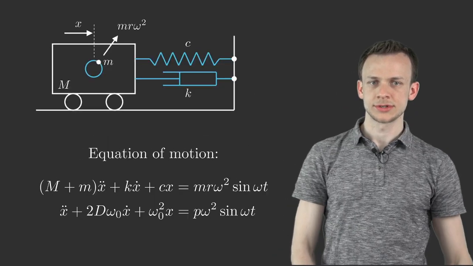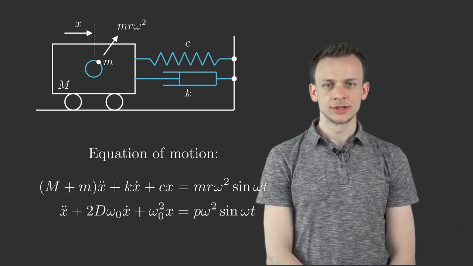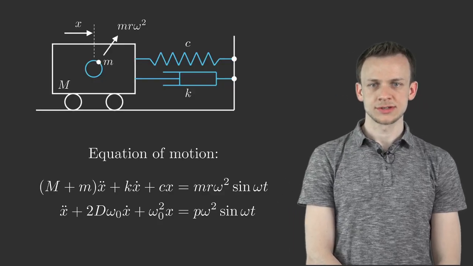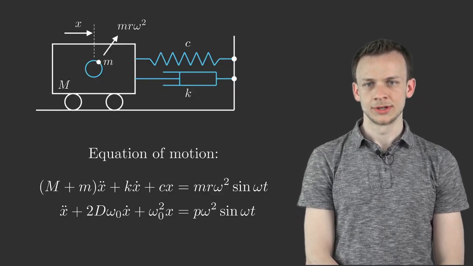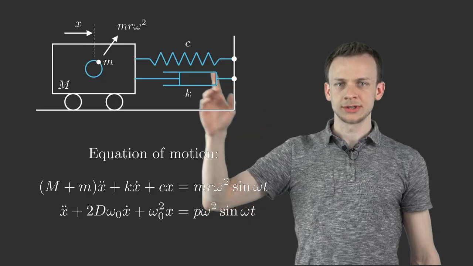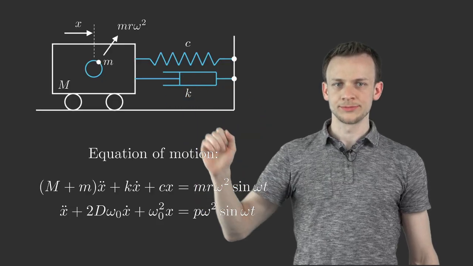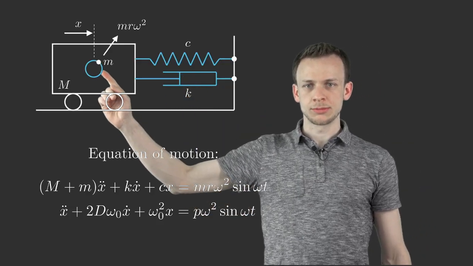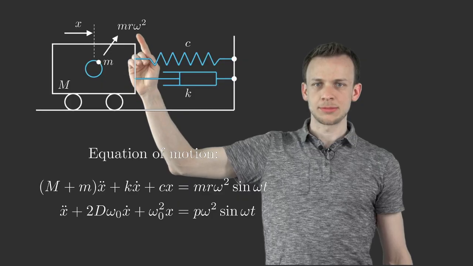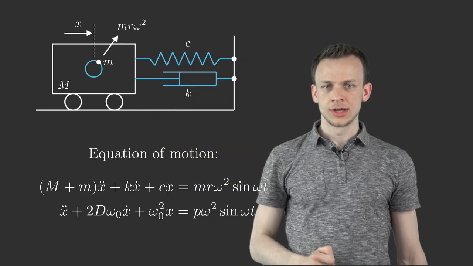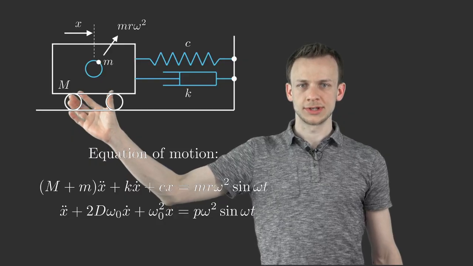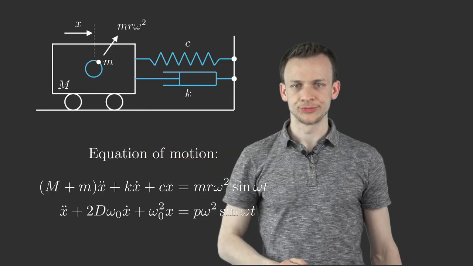So let's start with the first example. You can find this example in the online material in the exercise of machine dynamics. Here we have a vehicle that is connected to the surrounding by a spring and by a damper, and we have a rotating mass m, a mass force excitation with the force m r omega squared. And we want to study the horizontal position of this vehicle, which is denoted by x.